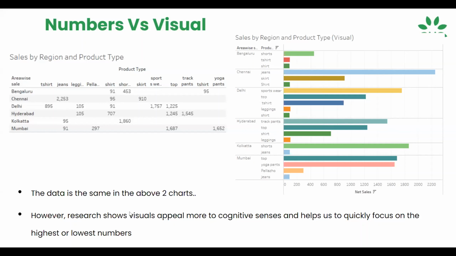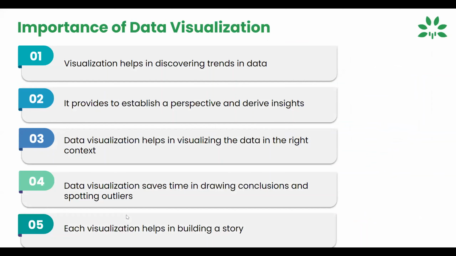That's what research also says, that visuals appeal more to our senses, and then we quickly focus and are able to derive more. So that's the idea, and that's what we achieve by quickly discovering trends, outliers, and being able to make business decisions out of this. Like we get to know where the lows and the highs are, and then we can accordingly act on top of the data.